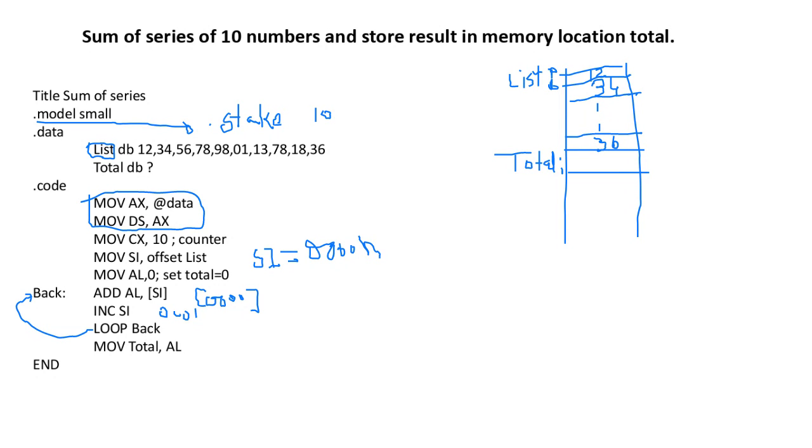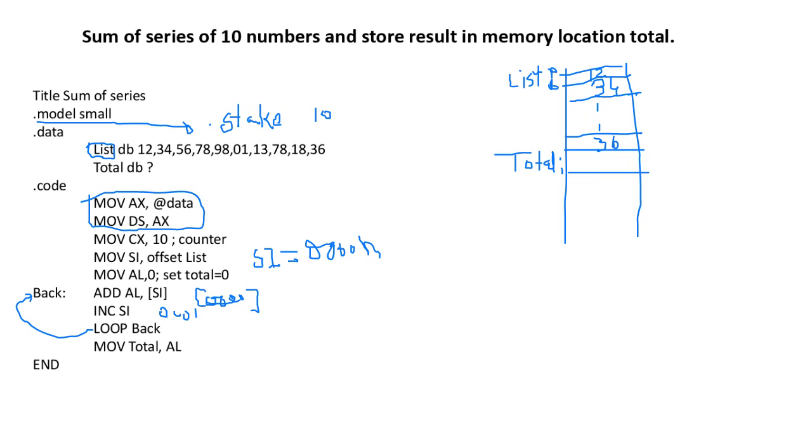Now what is the SI? SI is not 0, 0, 0, 0 anymore. SI has become 0, 0, 0, 1. So it will take this data, 34, at AL comma AL. What was the AL value? 12 plus 34. Now second number, then increment SI. So you will loop again.